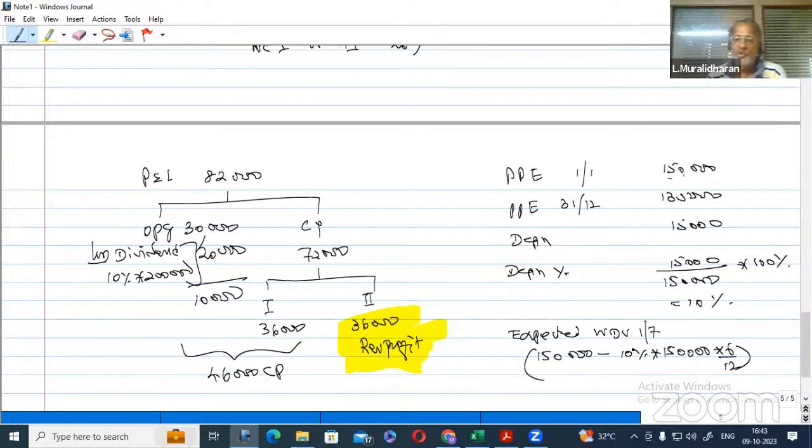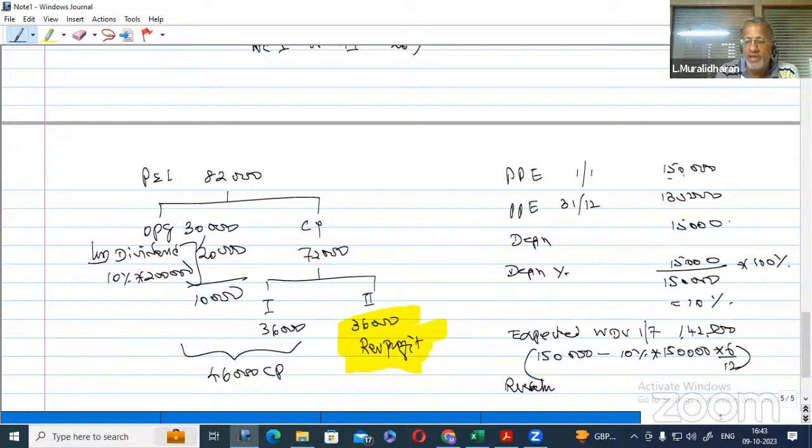How much does it work out to? That means this 15,000 is for both the halves, first half and the second half. For the first half alone, that comes to 7,500, and it is 142,500. So this is the expected WDV on this date, and it is to be revalued.